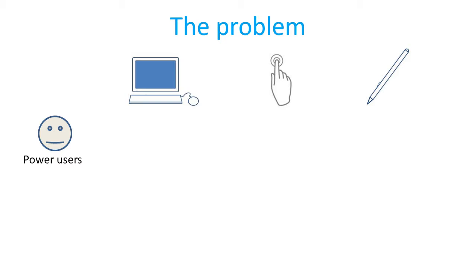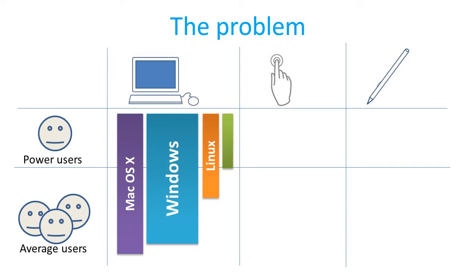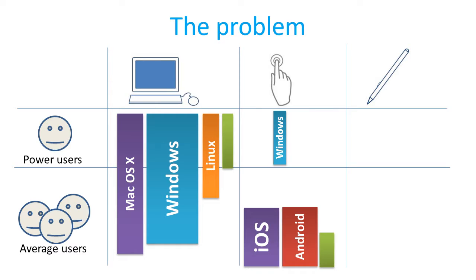Users are also different. We have the so-called power users, who use computing devices for specific applications like business, engineering, science, art, music, etc. And we have average users, who use computing devices to check their email, browse the web, watch pictures, etc. For keyboard and mouse devices, many different operating systems have been available, that both power users and average users can use. For touch devices, other operating systems have been developed, namely iOS and Android. And a few operating systems can work with active styluses.